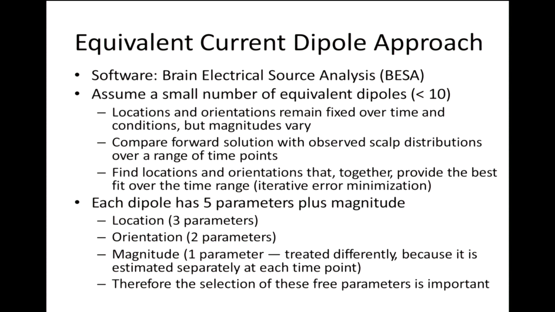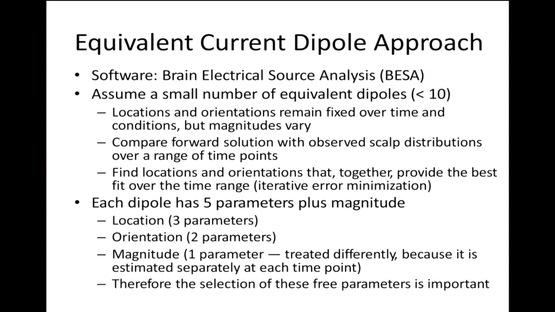What you do here primarily, you first start allocating a fixed number of dipoles. Say it should not be too many, so fewer than 10. And for these dipoles you have to decide about their location and their orientation, but their magnitude, the dipole moment, can vary. And then you calculate the forward solutions, given this number of dipoles.